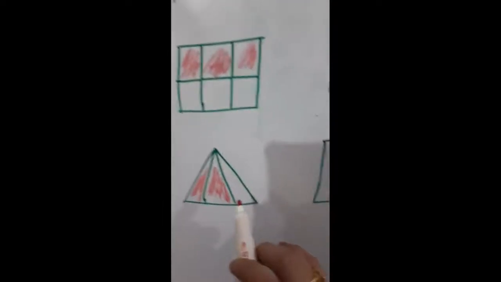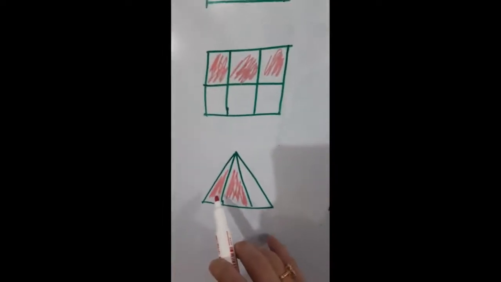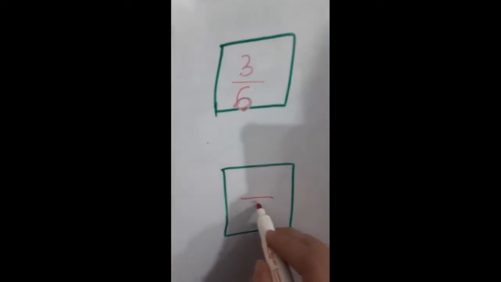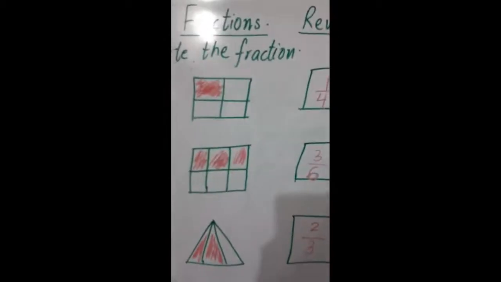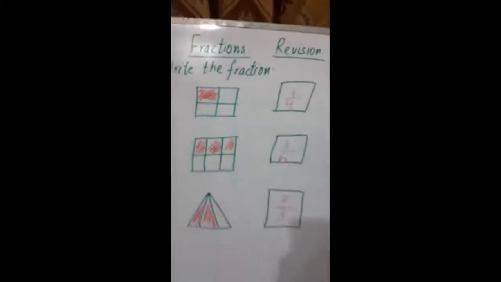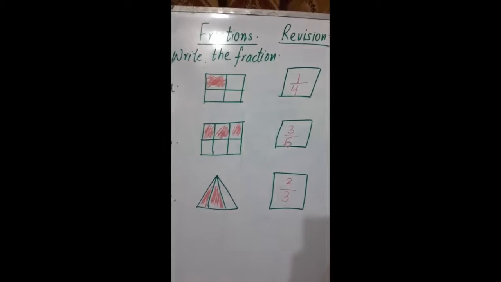Now this is the triangle. Total parts are 1, 2, 3. So we will write 3 in the denominator and how many shaded parts? 2. So this is 2 over 3. This is how we are going to write the fractions.